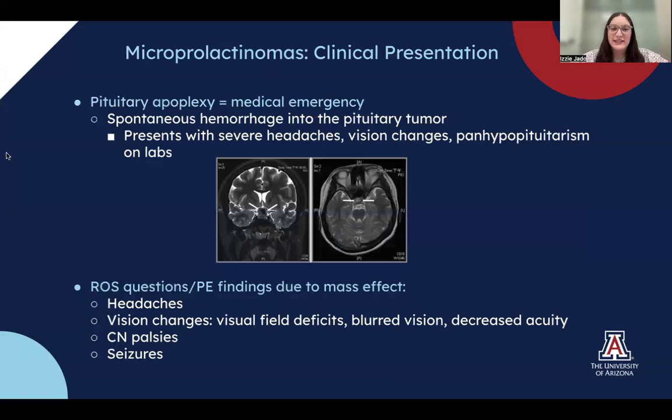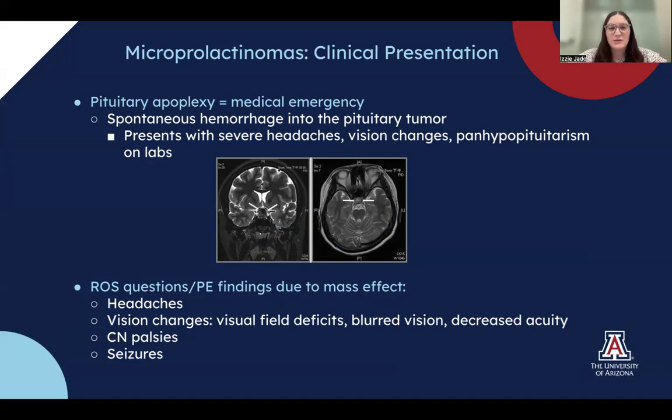Clinical presentation continued. One emergency situation we want to be aware of is pituitary apoplexy. So this is spontaneous hemorrhage into the pituitary tumor. A patient might be presenting with a really severe headache, vision changes. You might see overall decreased pituitary hormones on labs. So that's something to keep in mind.